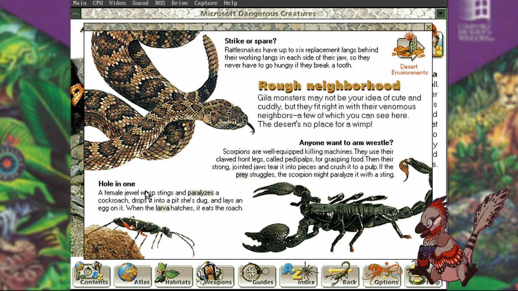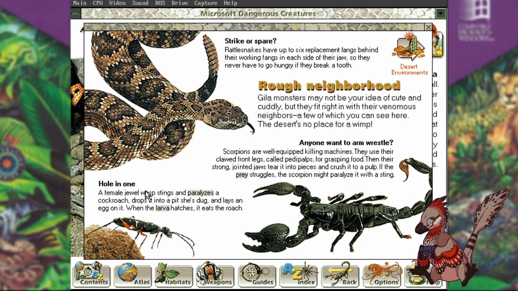Wow, I love rattlesnakes. Vipers are really fun, and I believe rattlesnakes are a type of viper. And vipers are really cool, and rattlesnakes are really pretty as well, and their rattle is really cool. So, strike or spare. Rattlesnakes have up to 6 replacement fangs behind their working fangs in each side of their jaw, so they never have to go hungry if they break a tooth. Well, that's cool. I did not know that. That they actually have, like, replacement teeth that they can activate if needed.